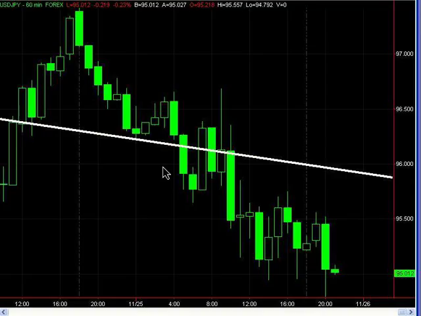Anyway, I did exit, but then I did get a little greedy, and I did enter again on the backside of the resistance line, and I wanted to mention how I exited this losing trade.